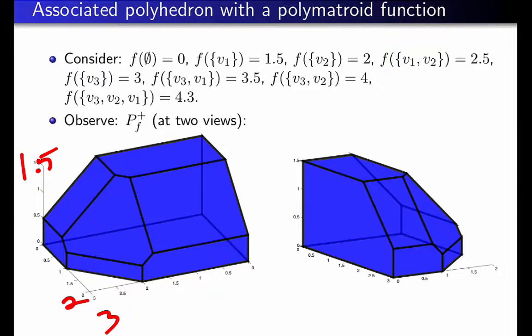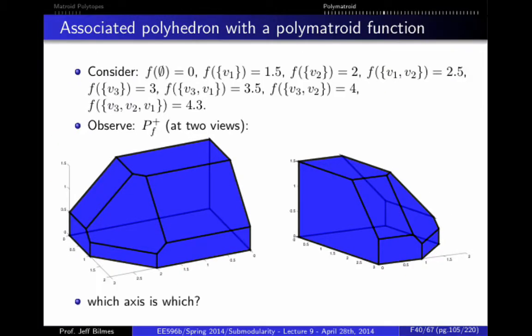Sorry? So let's say the vertical is V1. Vertical is V1, yes. And the bottom right is V3. And the bottom right is going to be V3, yes. That's right, okay.